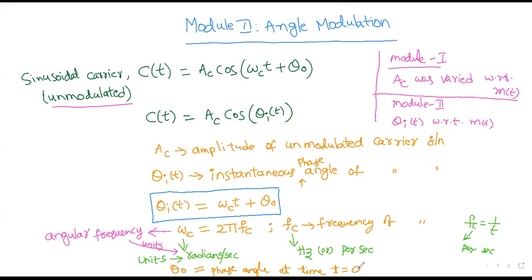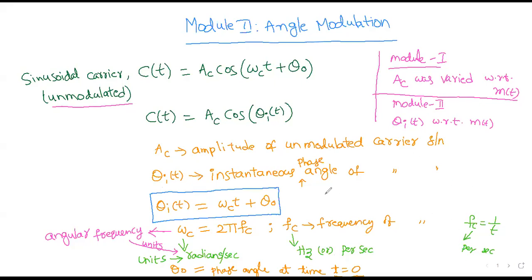Now from here you can see that theta I of t is nothing but omega ct plus theta naught. So I can say this is the phase angle, or you can say it is an initial phase angle, whatever you call it, at t equal to 0.